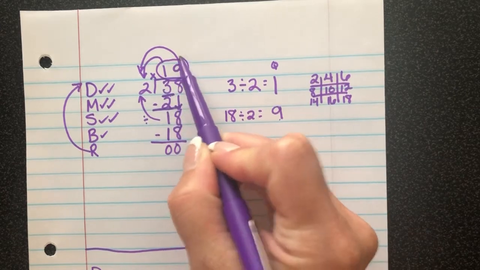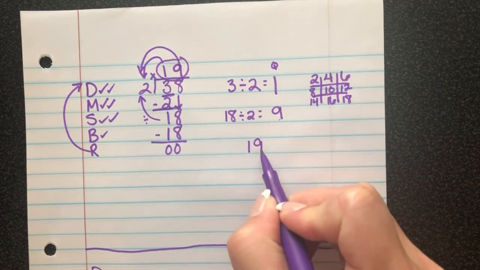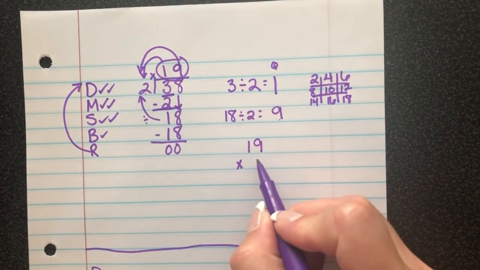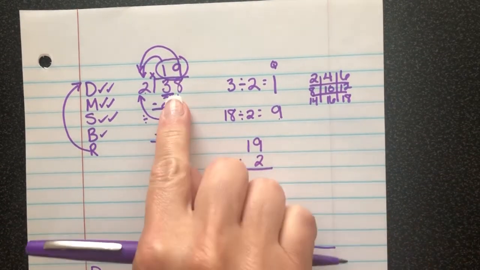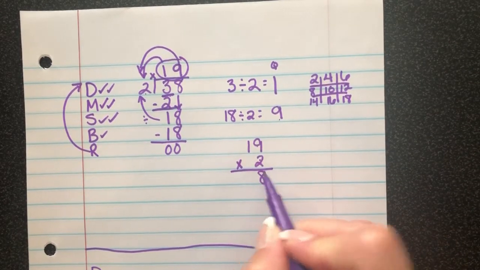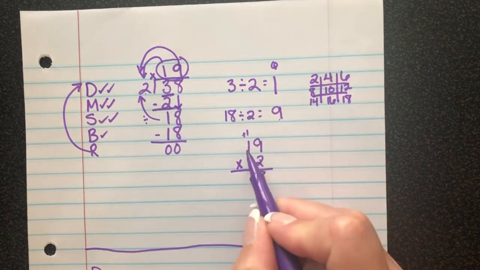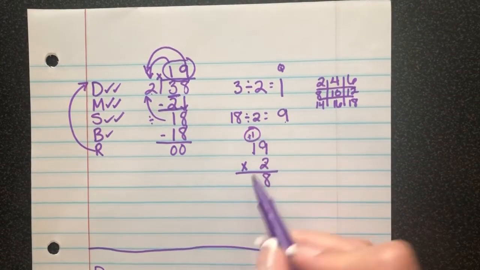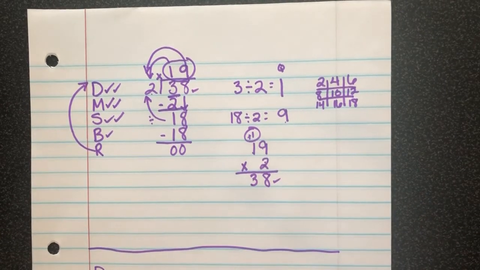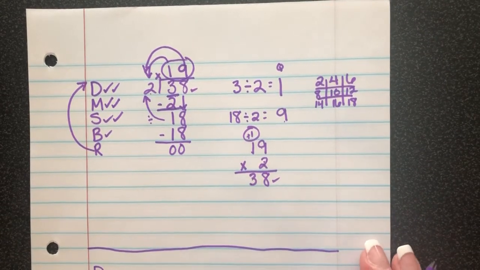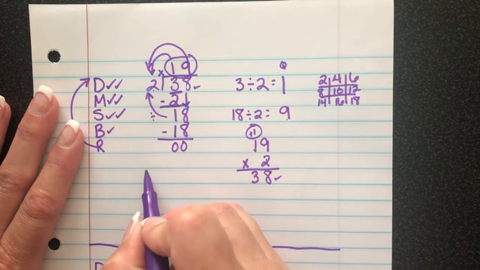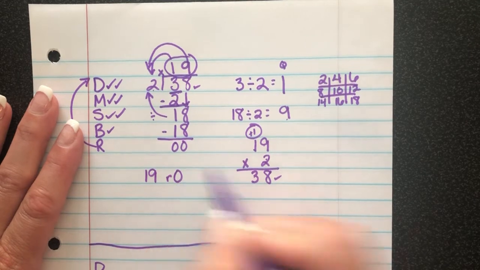So now to check our work to make sure we did this correctly, we're going to take our quotient, which is 19, and multiply it times our divisor, 2, to see if that gives me 38. 2 times 9 is 18. Put my 8 down, carry my 1. 2 times 1 is 2, plus the extra 1 is 3. And it matches, so we did this correctly. So our answer would be a quotient of 19, remainder 0.